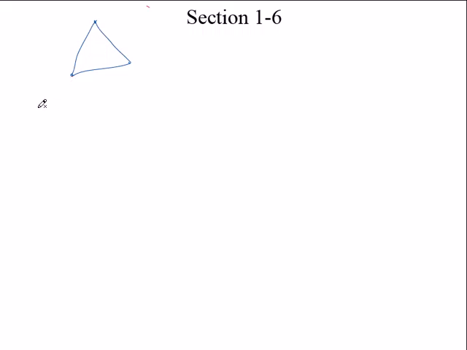Three. All right, so what I'm going to do is write two columns. One column for the number of sides and one column for the name. All right, we're going to name some.